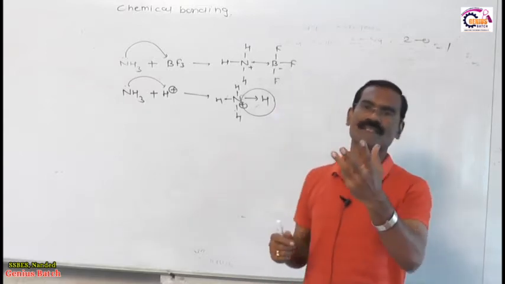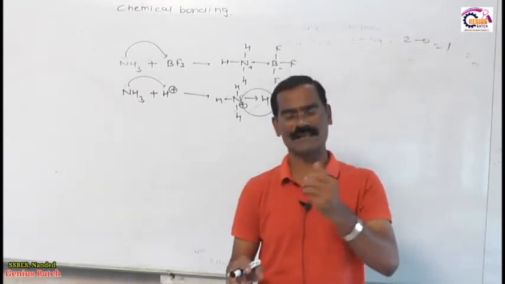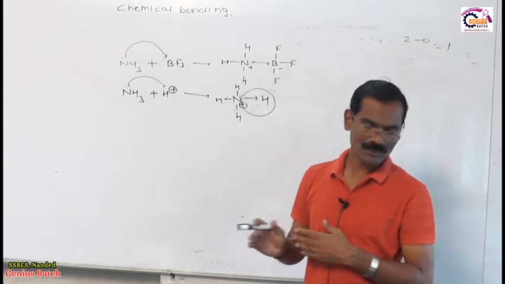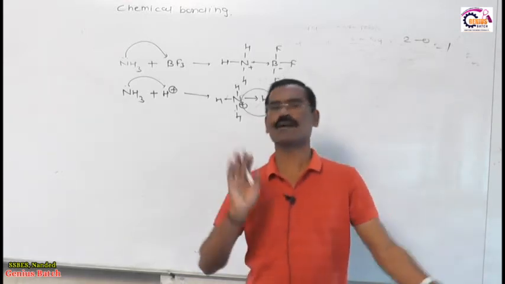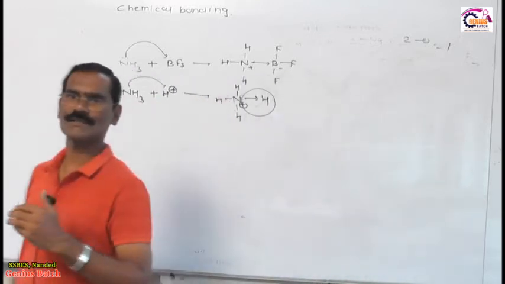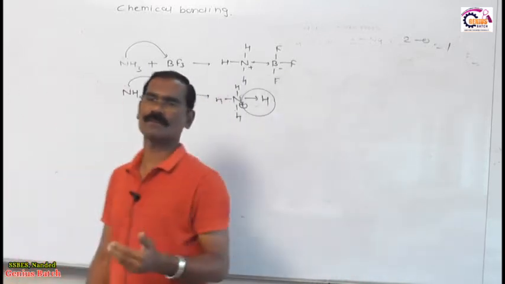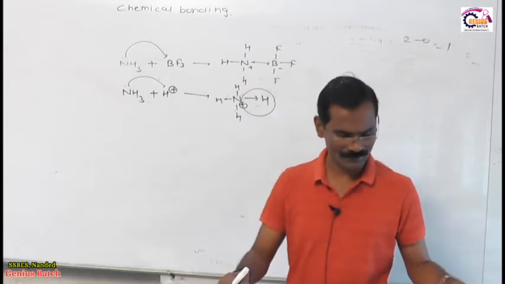So write down the definition of coordinate bond in your notebook. It is a covalent bond in which the shared pair of electrons comes from one atom, and it is called a coordinate bond.